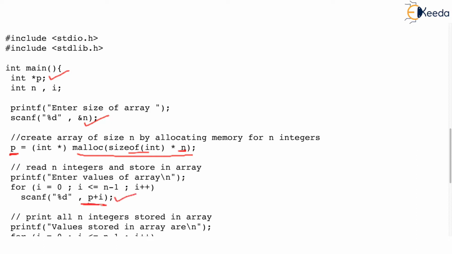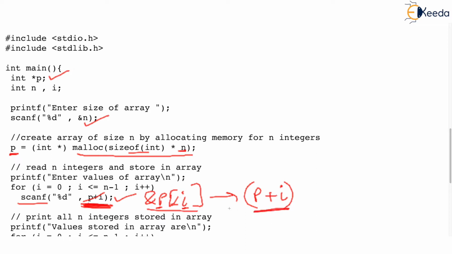Now you notice here we have written p plus i in the scanf. Instead of p plus i, we could have written &p[i]. But you know that this notation is the same as p plus i. Don't say that you don't know this. Address of p[i]. What is address of p[i]? Simply p is added to i, and because it is an address, this is p plus i. So you could have either written &p[i] or simply p plus i.